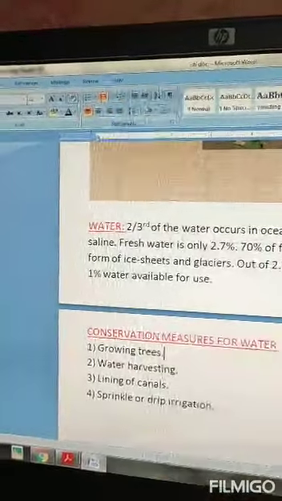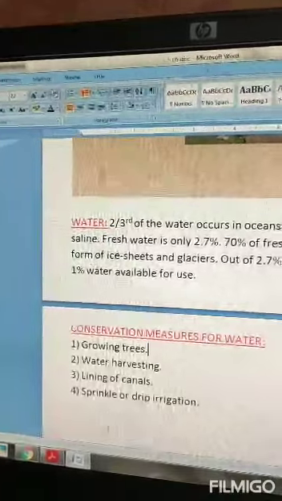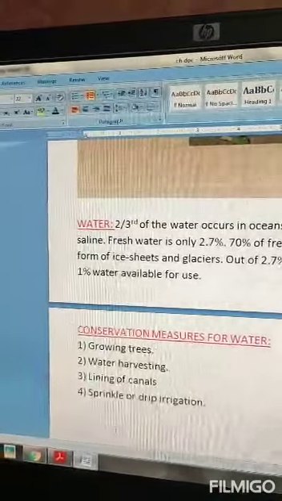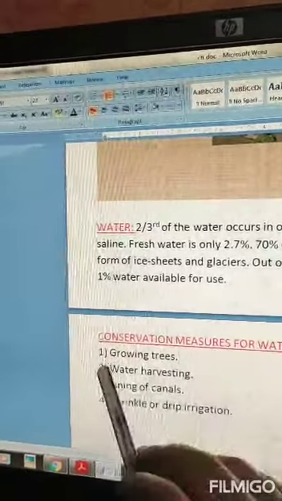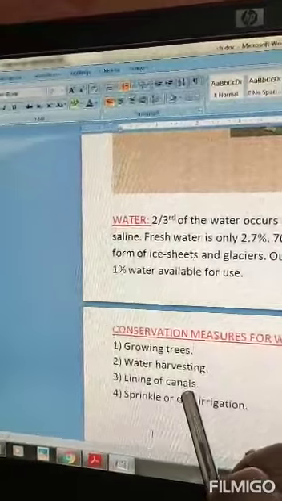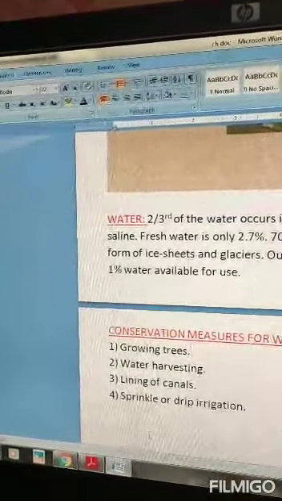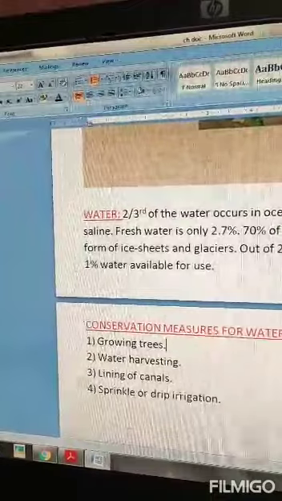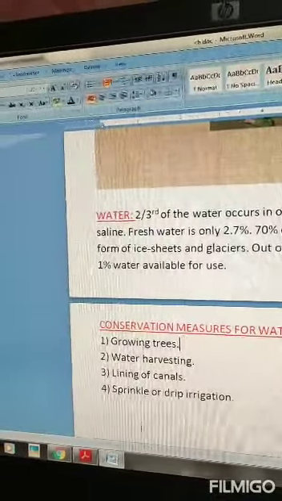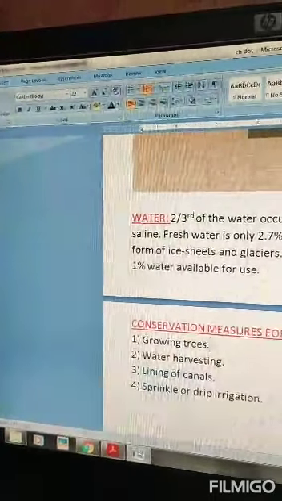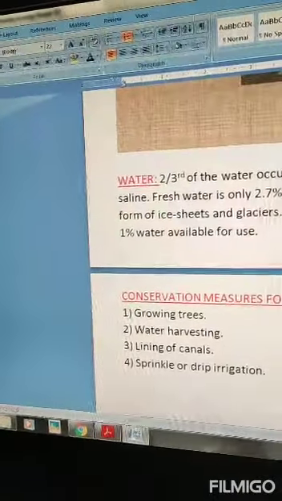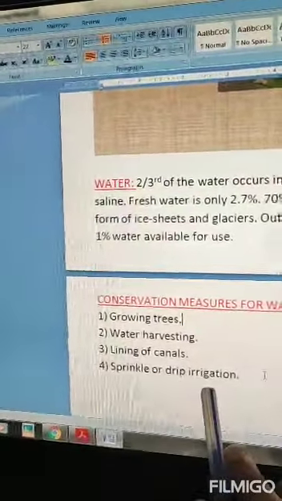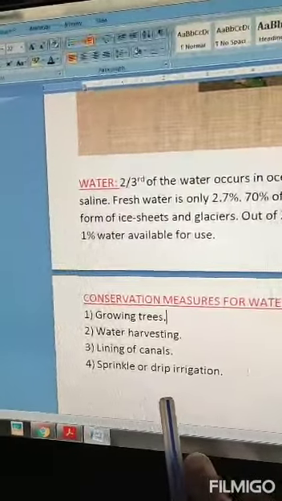Now agriculture: in the areas where agriculture is done, canals are made so that water of rivers can reach the fields for irrigation. Those canals should be lined with stones or bricks so that the water does not seep inside the earth. Proper lining is to be done so that water in the canal is safe and it reaches the fields. Then next, sprinkler or drip irrigation should be done in dry areas where water is less.